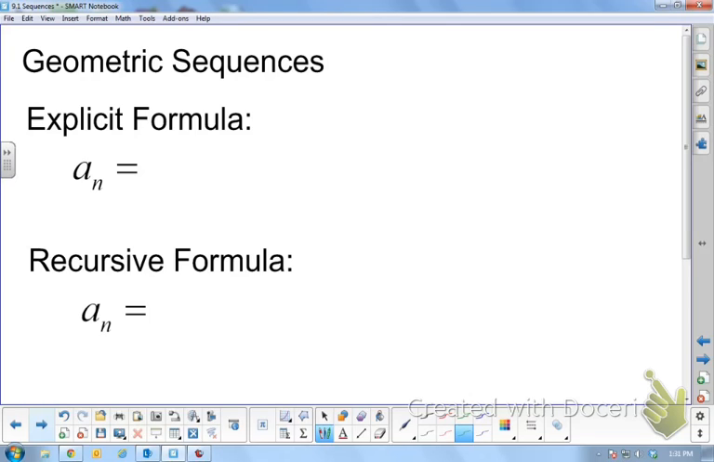So for geometric sequences, our explicit formula is a sub n equals a sub 1 times the common ratio to the n minus 1.